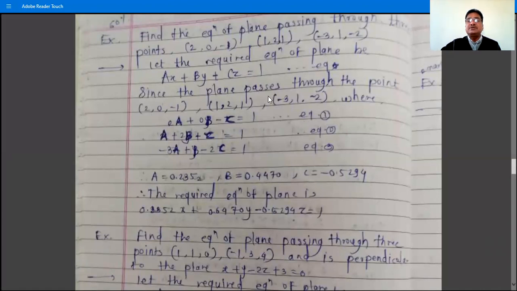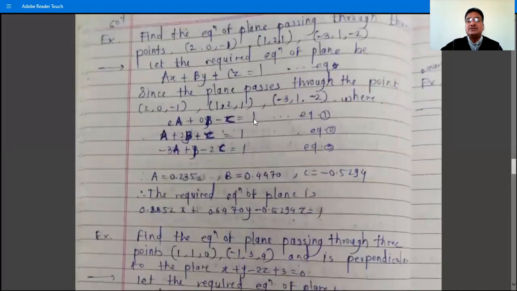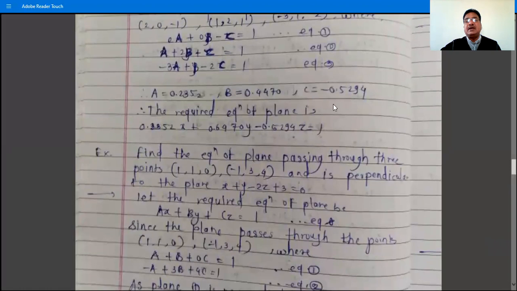Since this plane passes through these 3 points, these 3 points satisfy the equation. That is, we have three equations. The second point also satisfies the equation, that is, substitute x, y, z as 1, 2, 1. So a, 2b plus c is equal to 1, equation number 2. The third point also satisfies the equation: substitute x, y, z as -3, 1, -2. We have -3a plus b minus 2c is equal to 1. After solving these three equations, we have the values of A, B, C as this.